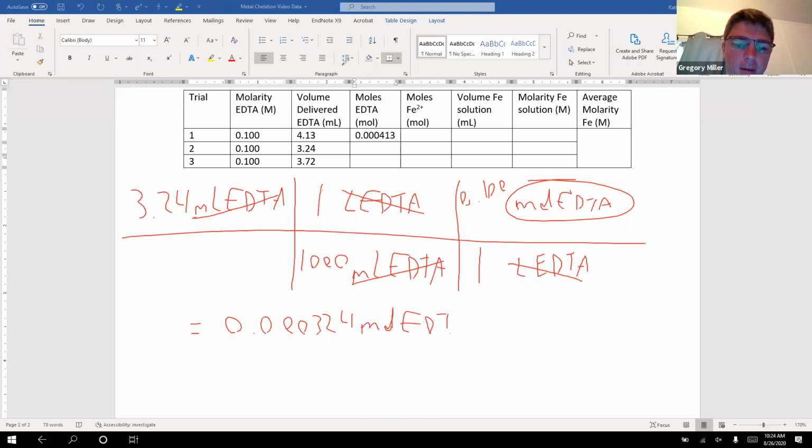We do the math, and we get 0.000324 moles of EDTA. Again, if we check our significant figures, this has 3, this has infinite, this has 3. Our answer should and does have 3.